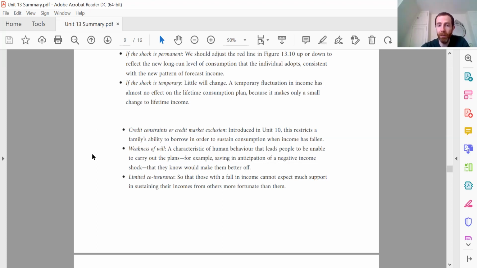Then we've got weakness of will. This is the idea that people make a plan, but they struggle to carry it out, which is obviously something that happens to people all of the time.